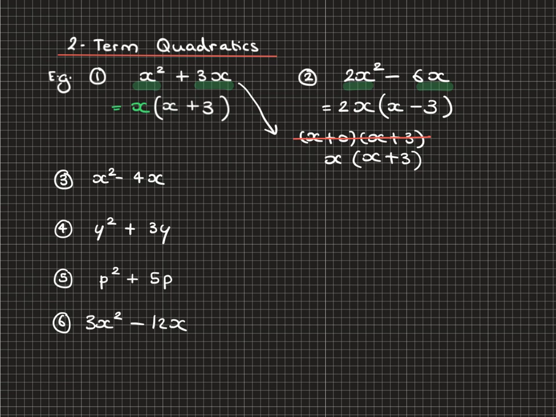So let's quickly check your answers. Question 3, we should have x bracket x subtract 4. Question 4, y bracket y plus 3. Question 5, p bracket p plus 5. And question 6, 3x is one factor, and then the bracket containing the other factor is x minus 4.